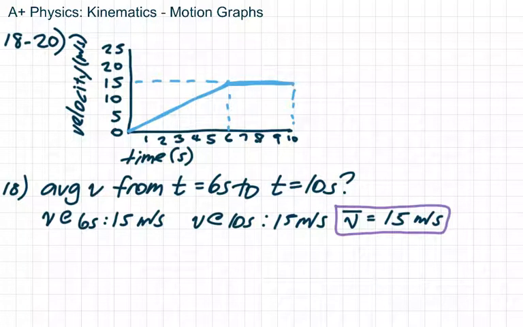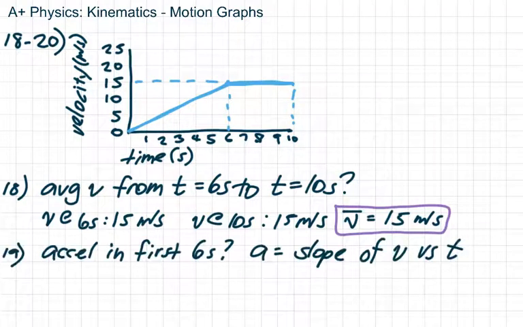Real quick, if you did a d versus t, the base would be 4 seconds, the height would be 15. 15 by 4 is 60. Over a time of 4 seconds, 60 divided by 4 is 15 meters per second. You'll wind up with the same answer if you do v equals d over t.